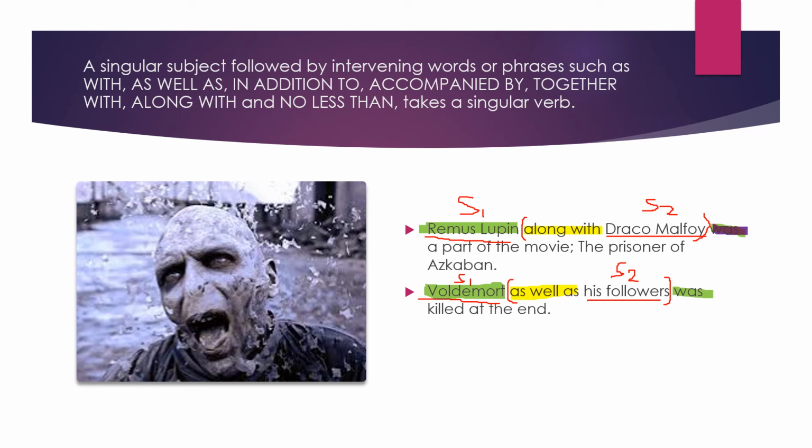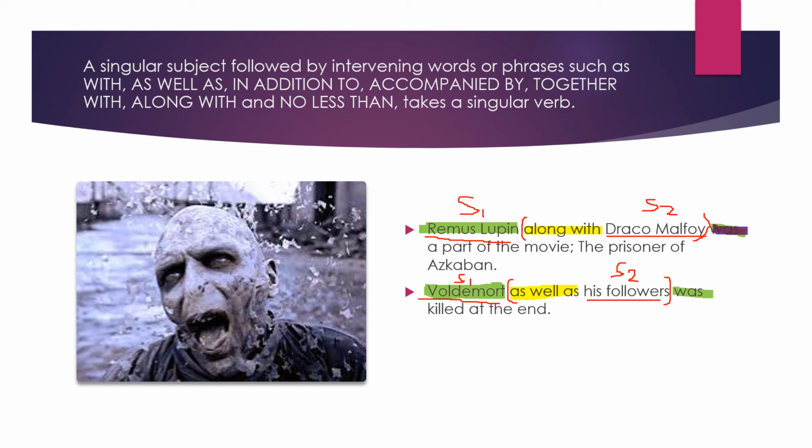Now accompanied by is an intervening word. Because it is an intervening word, we'll be putting it within parenthesis. We'll be putting a parenthesis before the words accompanied by. So it will be the president, parenthesis begins, accompanied by the members of parliament, which is a plural noun, bracket close, is going to the US. So is for the president.